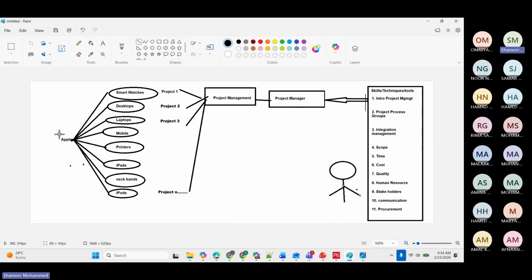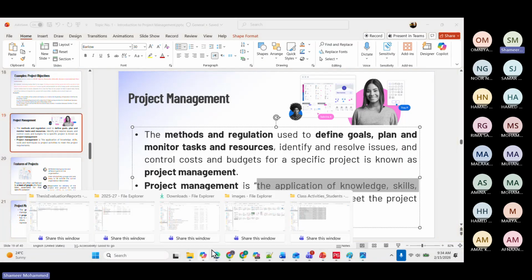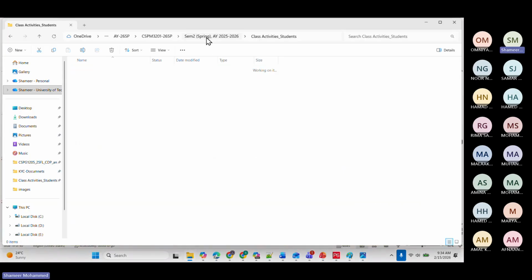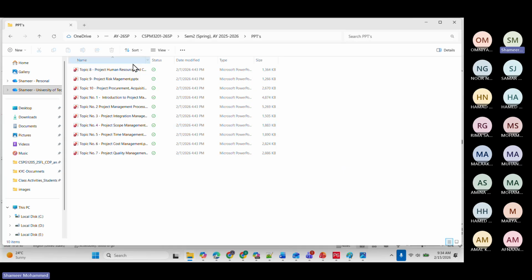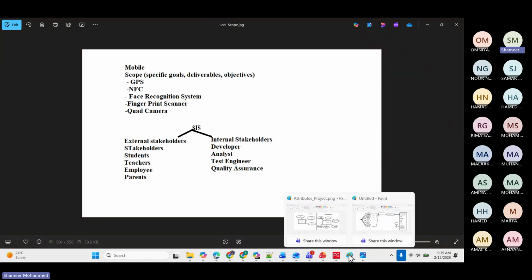How you will manage all these things? You need to know the methods. You need to know the skills. You need to know the tools. You need to know the techniques. You need to know the principles. So what are they? These are all the principles that you are learning here. These lectures you are learning. All these principles you are applying to the project.